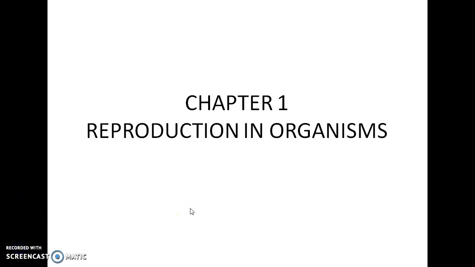We are starting chapter 1, reproduction in organisms, today. From the unit reproduction, we have 4 chapters: reproduction in organisms, then sexual reproduction in flowering plants, then human reproduction and reproductive health. Children, these 4 chapters are very important, okay? In this lesson, reproduction in organisms, there are only 2 subtopics: asexual reproduction and sexual reproduction. So let's start the lesson, children.